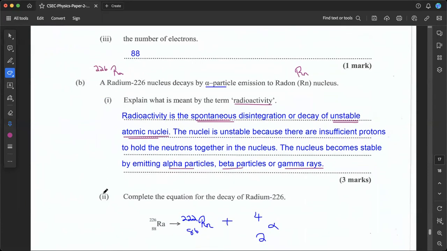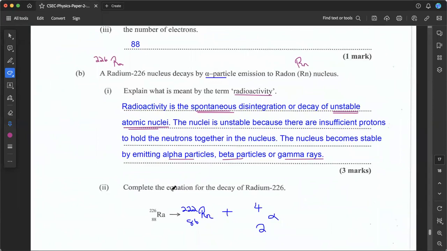So moving down, part 2 is asking us to complete the equation for the decay of radium-226. They told us that radium-226 decays to radon and also emits an alpha particle. Whenever there's alpha particle emission from our parent nuclide, which is what we're starting with, the mass number decreases by 4. That's how we end up with this 222 up here, and the atomic number decreases by 2, so we end up with 86 here.